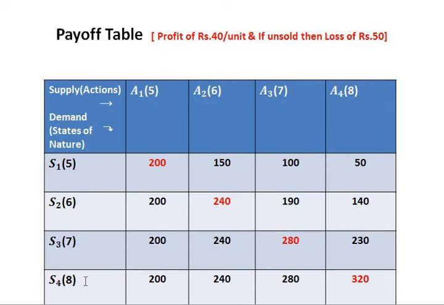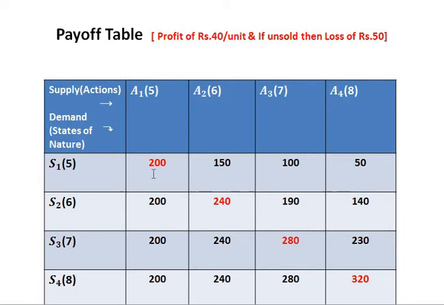Okay, now we are going to fill this entry. These entries are already filled because I just want to explain it. But in my next example, we will see live how we are going to fill the entries. Now once again go to the top and see. I am reminding you what the profit is: 40 rupees, and if there is a loss for an unsold unit, then the loss will be 50 rupees.